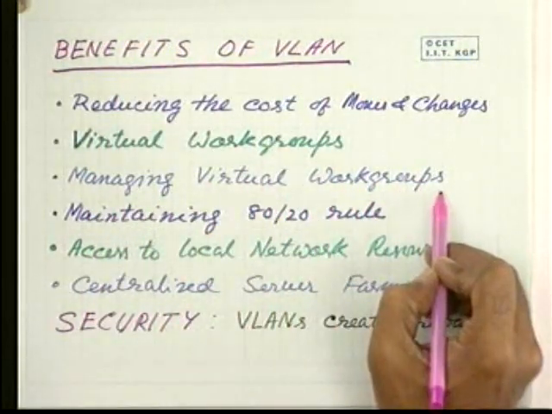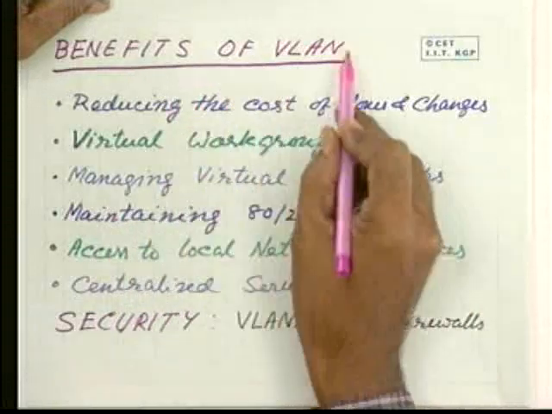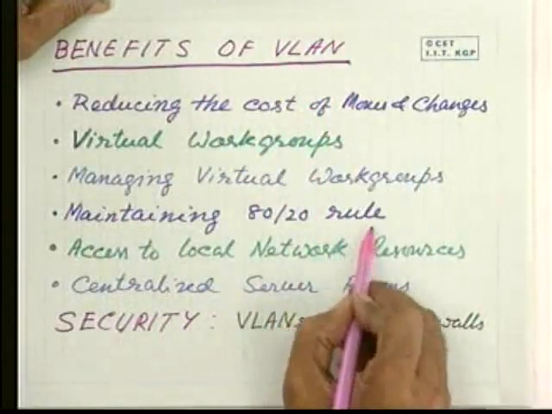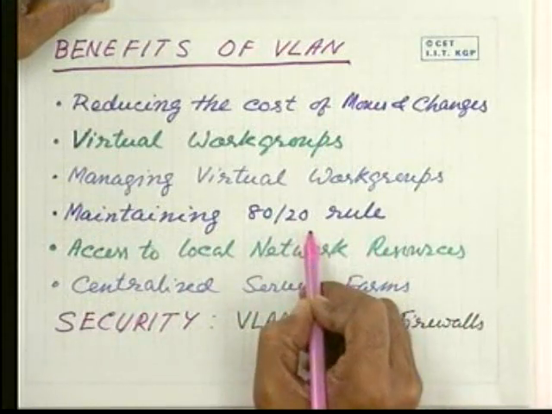Groups: the main objective of VLAN, as I told in the beginning, is that you can manage virtual workgroups in a very convenient way with the help of VLAN, and it maintains the 80-20 rule. What is this 80-20 rule? The 80-20 rule says 80% of the traffic is among the members of the group, and only 20% of the traffic is outside the group. So this implementation of VLAN actually helps you to implement this rule.